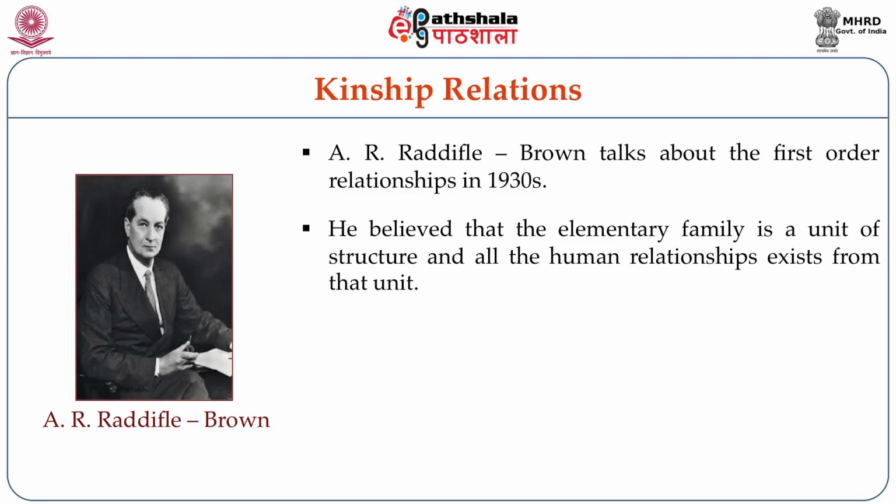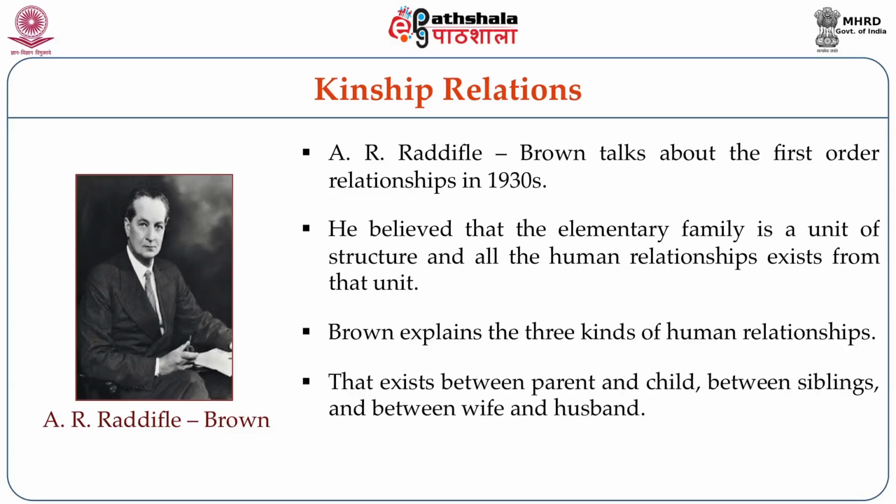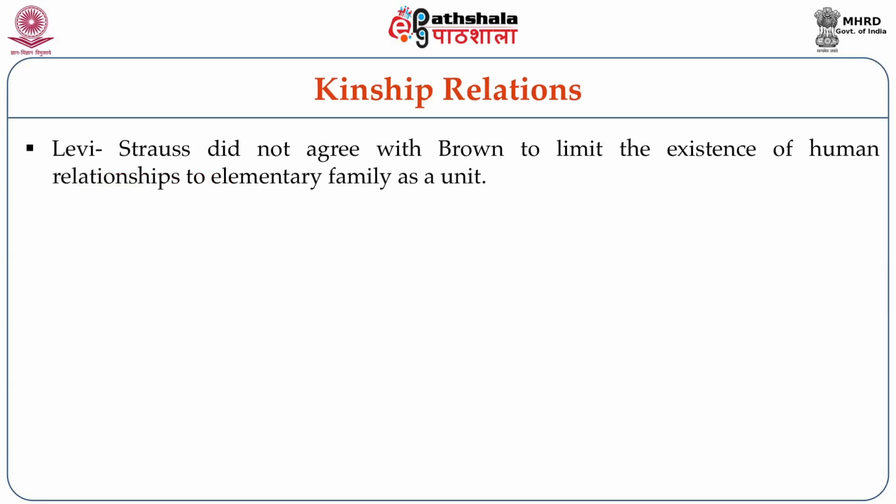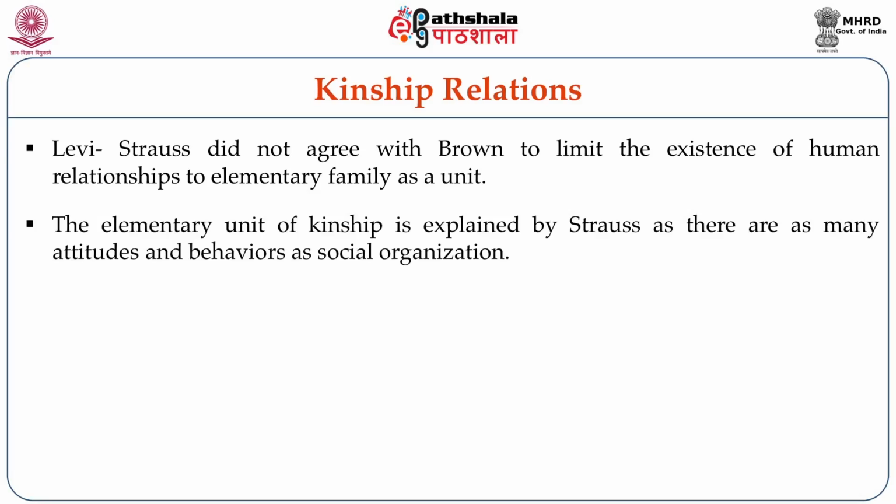Brown explains three kinds of human relationships that exist between parent and child, between siblings, and between wife and husband. Levi-Strauss did not agree with Brown to limit the existence of human relationships to the elementary family as a unit. The elementary unit of kinship is explained by Strauss as there are as many attitudes and behaviors as social organizations.